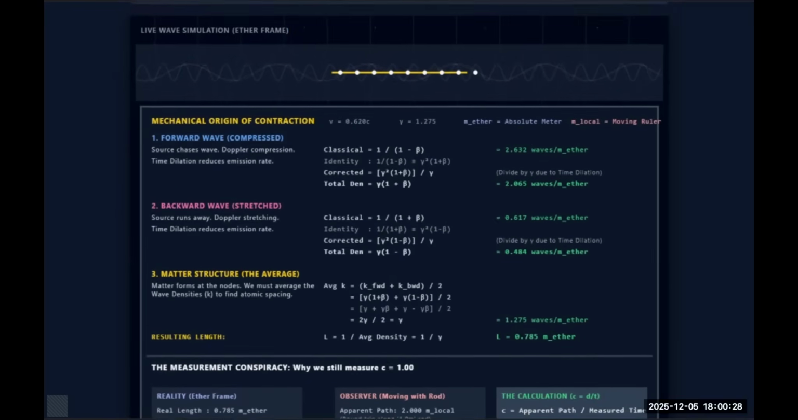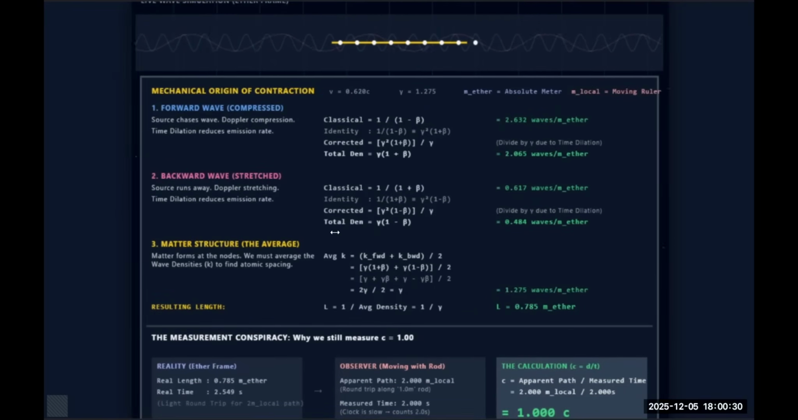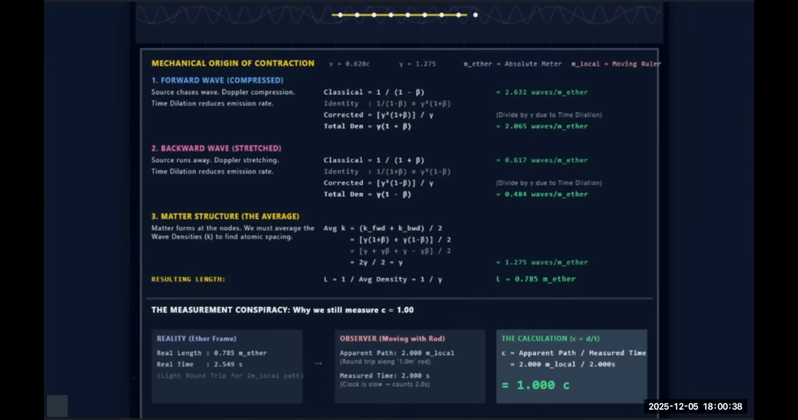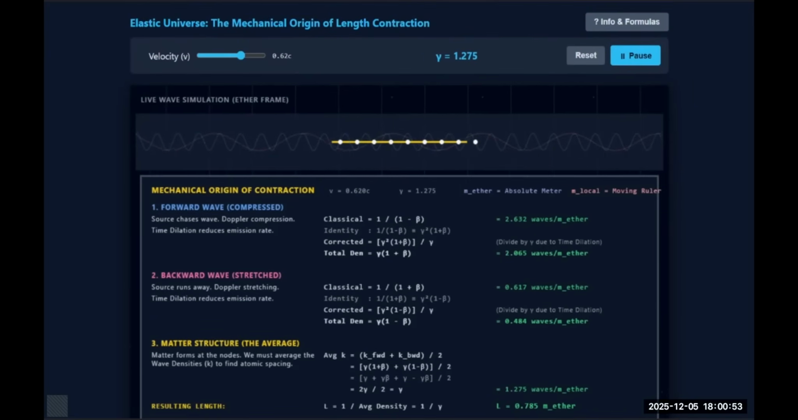So going the forward plus the backward divided by 2, and when we do that, we get gamma. We get the same gamma factor, basically. So this is no conspiracy. It comes out of the Doppler effect ultimately, which, of course, is a result of the speed of light being constant in the ether frame. So the conspiracy is just because it's the same origin.